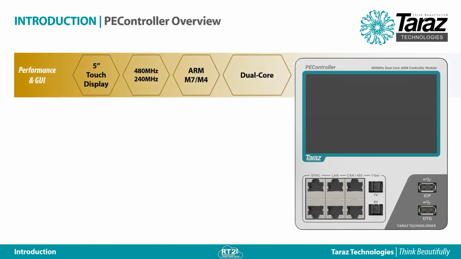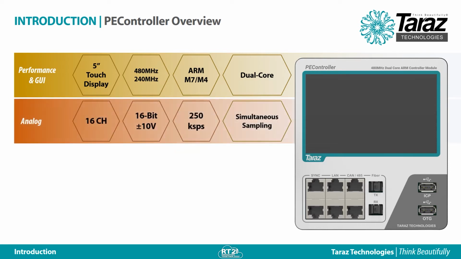The PEController is based on the STM32H745 microcontroller from ST, which is a dual-core ARM Cortex M7 and M4 operating at 480 MHz and 240 MHz respectively. We also added a 5-inch touch display for the user interface. The PEController can monitor up to 16 analog channels with plus minus 10 volt inputs at 16-bit resolution. All the channels are also simultaneously sampled, and the maximum speed can go up to 250 kilosamples per second.